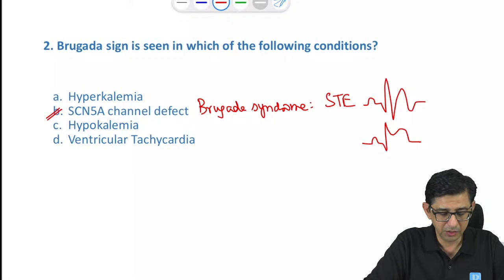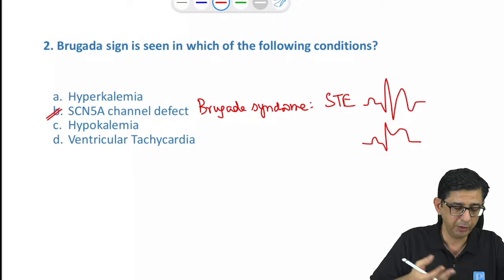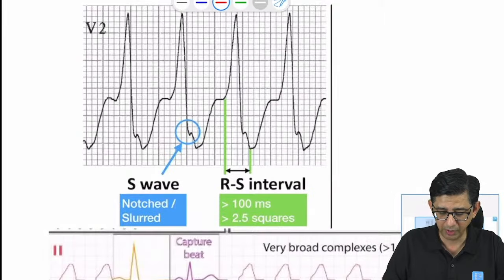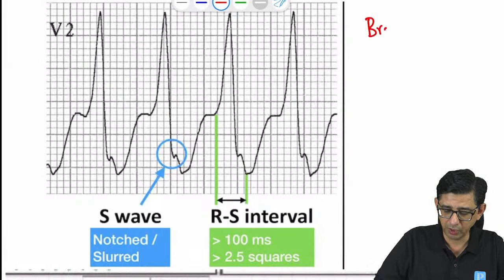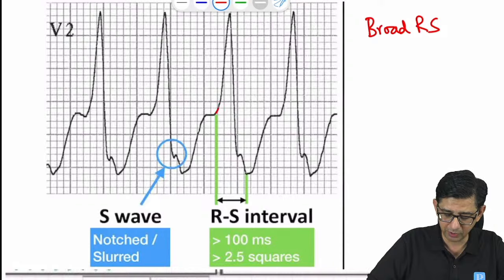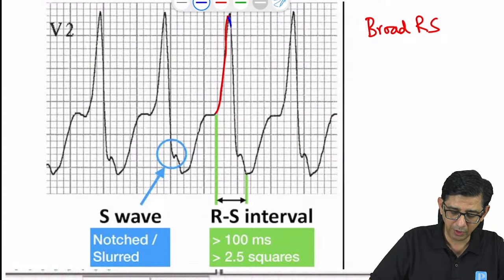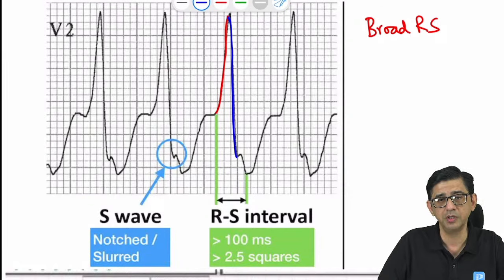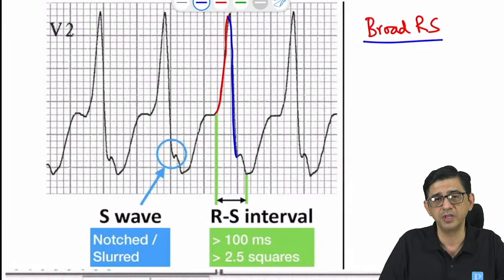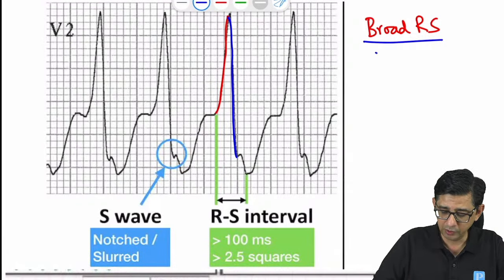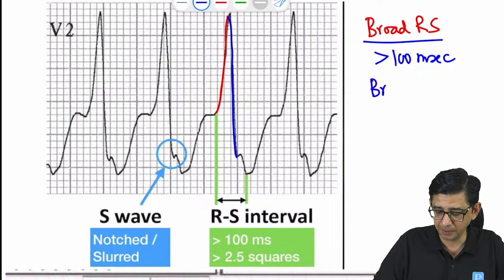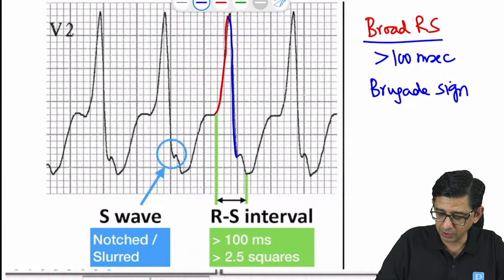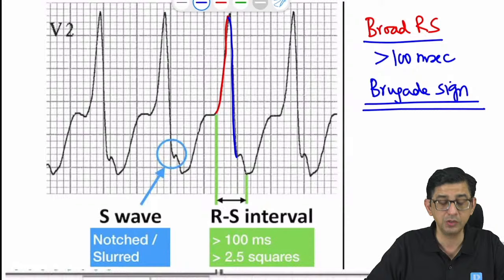Basically, let me just explain what I mean by the word Brugada sign, and then it will become relatively easier for you. The meaning of the word Brugada sign is that this is like a broad QRS. You can notice that anything that goes up is R, and what is coming down is the S component. So what you can notice in this patient is a broad RS segment. S is a downswing basically. If this broad RS is more than 100 milliseconds, then the technical term that we use for that is Brugada sign. And this Brugada sign would be seen in two conditions from this question's perspective.